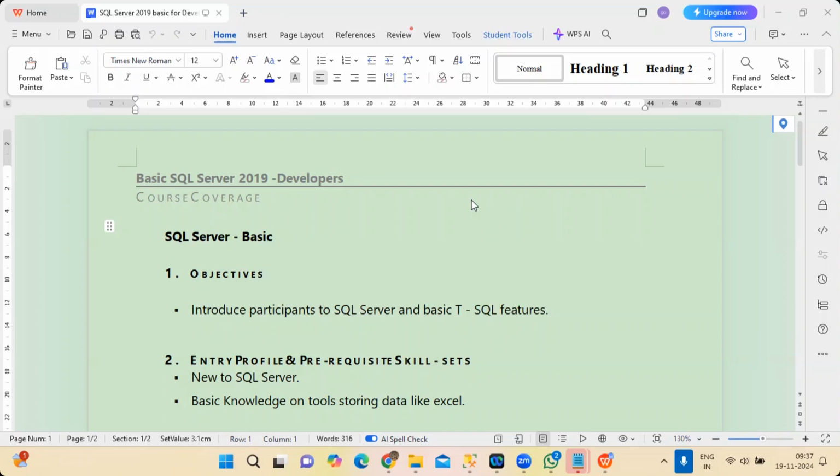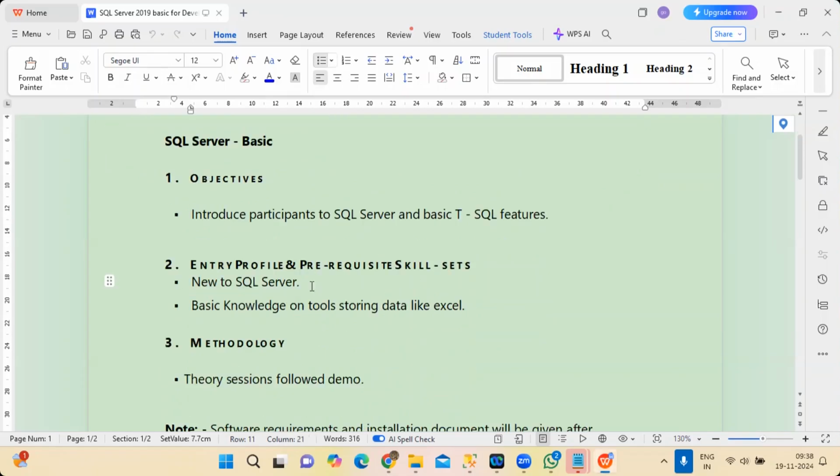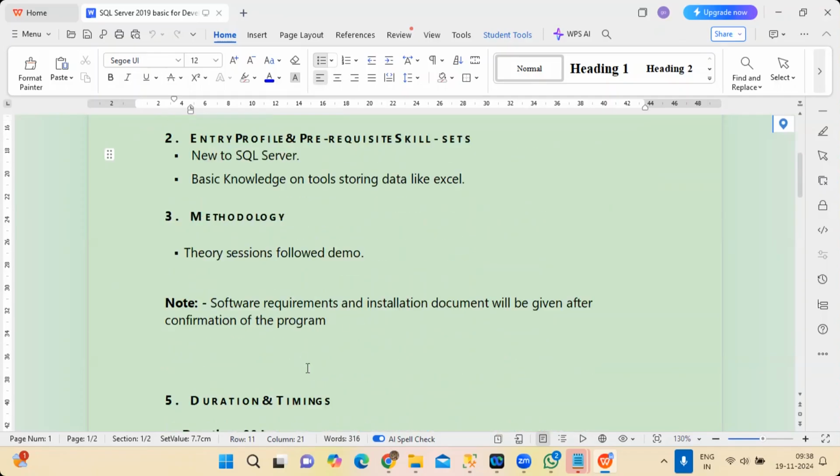Now, what is the objective for this target audience? The assumption is people are completely new to SQL Server or any other relational database management system. The target is to introduce the participants to SQL Server as a database management system and also some T-SQL features. That is the objective. What is the entry profile? People are completely new to SQL Server. If you have basic knowledge of tools like Excel, it is good. It is like a bonus point.